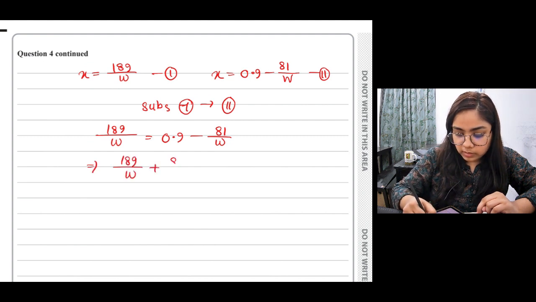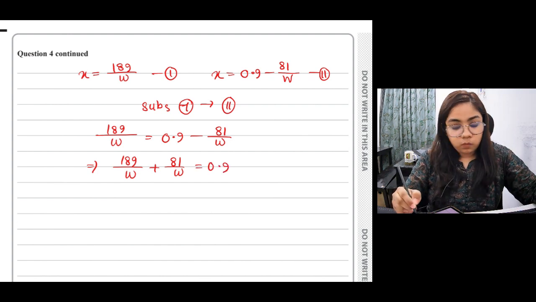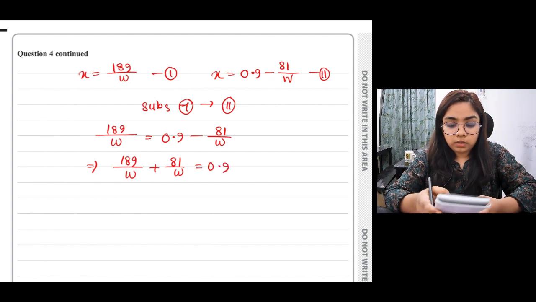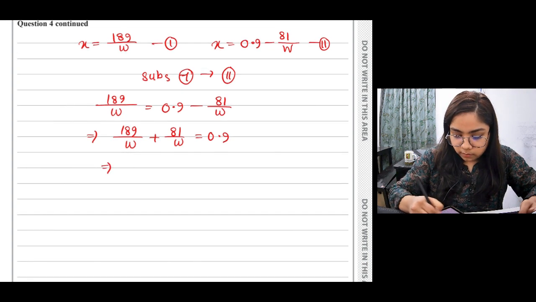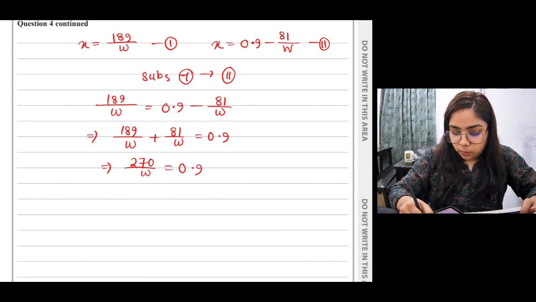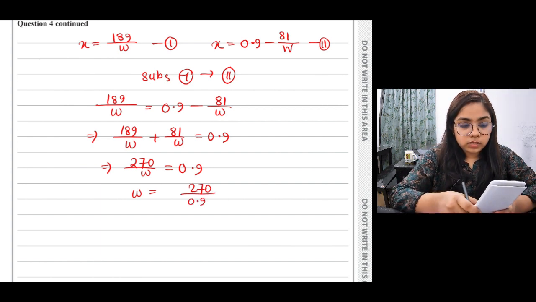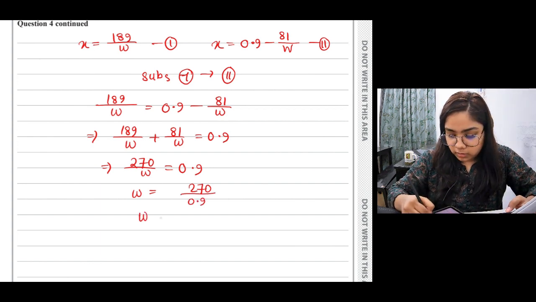189 over W plus 81 over W equals 0.9, and 189 plus 81 is 270 over W equals 0.9. In that case, W is actually 270 over 0.9, which is actually 300. The weight of the beam was 300.